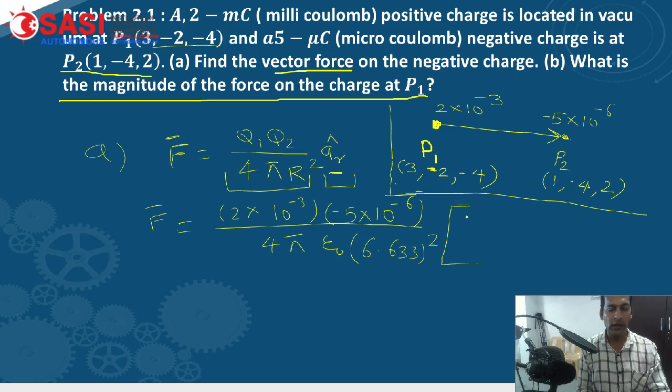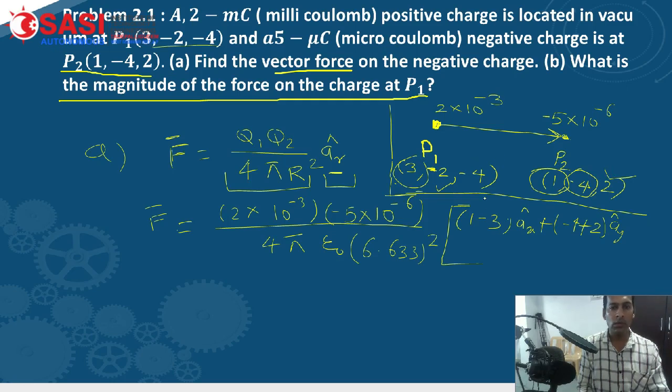So the vector is nothing but the destination point minus source point. What are the destination points? 1, minus 4, 2. These are the destination points. So first we will take this 1, and source point this 3. So what will be the AX component? 1 minus 3, destination minus source, in AX direction. Then next one, plus. Second destination point is minus 4, minus second source point which is minus 2, so it will become minus 2, in AY cap direction. The third one is 2 minus minus 4, which will become plus 6. So here we can write minus 2 AX, minus 2 AY, plus 6 AZ cap.